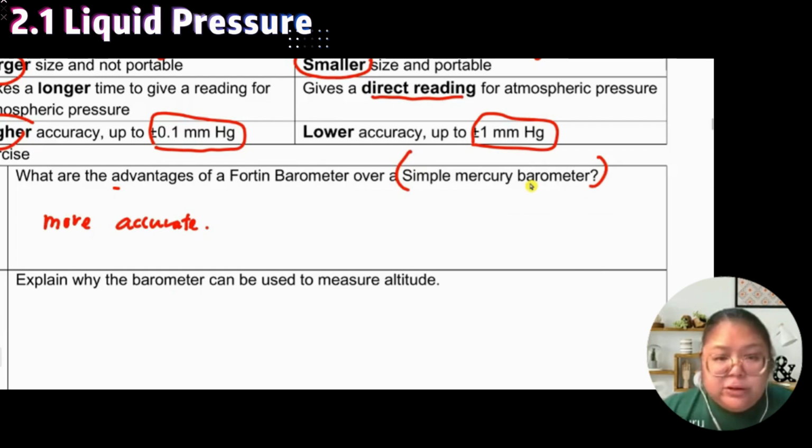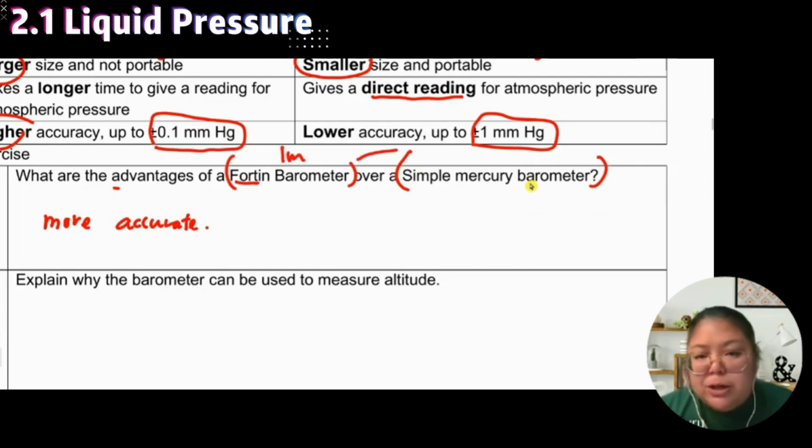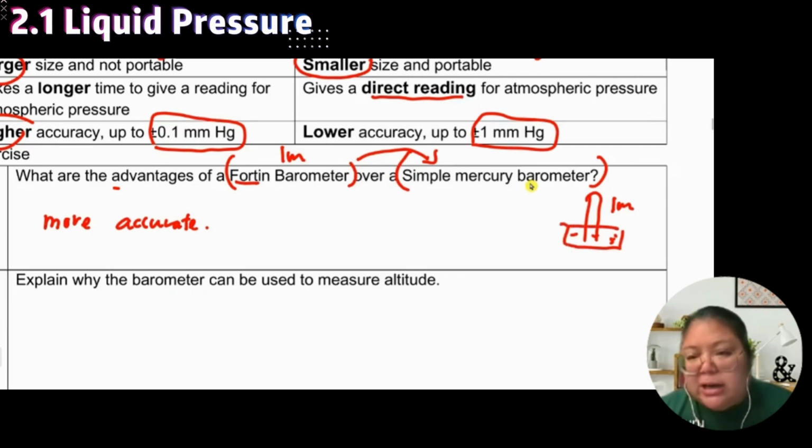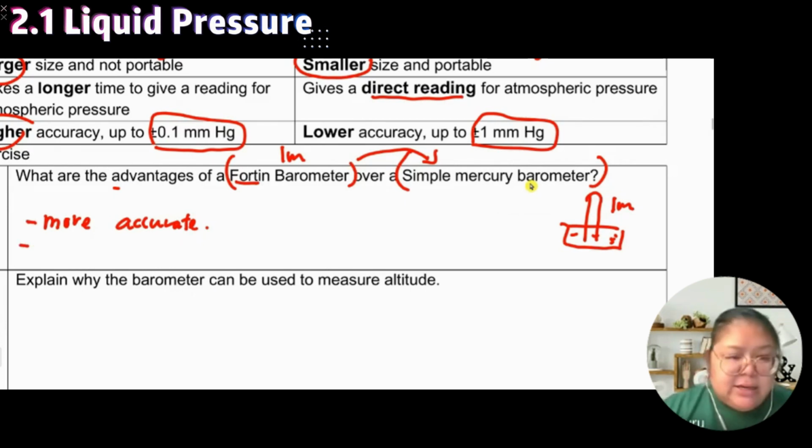Another one is Fortin barometer compared to mercury barometer, this one is smaller. Although you say 1 meter long, compared to the mercury barometer, this one is smaller. Remember your mercury barometer, the tube is already 1 meter, and some more you want to put the dish, definitely more than 1 meter. The Fortin barometer is definitely smaller than the mercury barometer, but the smallest must be the aneroid. More accurate, number 2, you can say easy to be carried compared to this one.